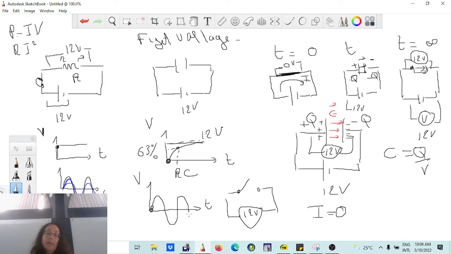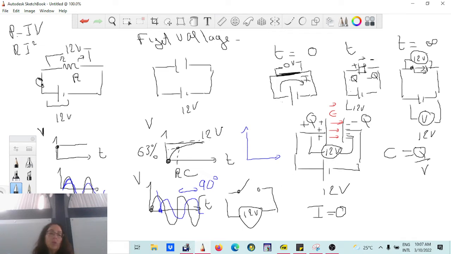But if you have AC, something like this, your capacitor is going to be behind. You're going to have a 90 degree shift if there is no resistance. So it's lagging behind because it's fighting against you. Is that clear? So that would be the voltage. So the capacitor fights voltage.